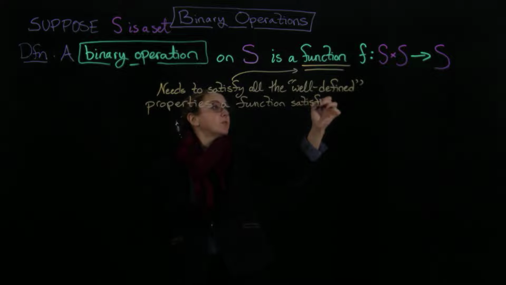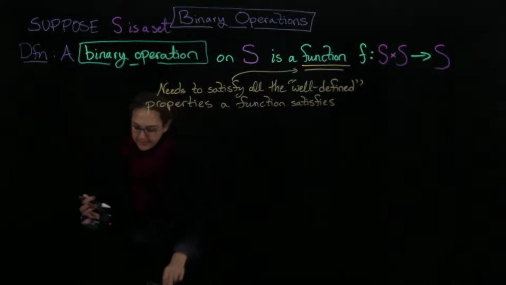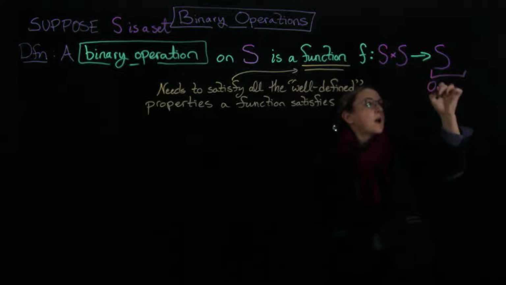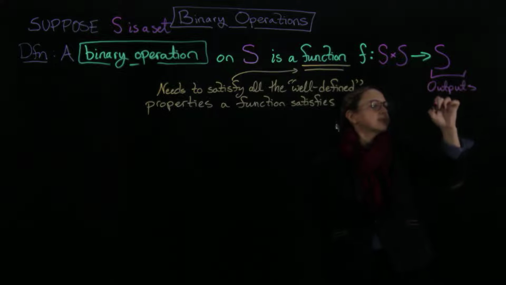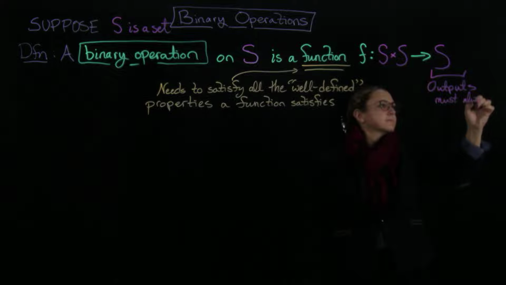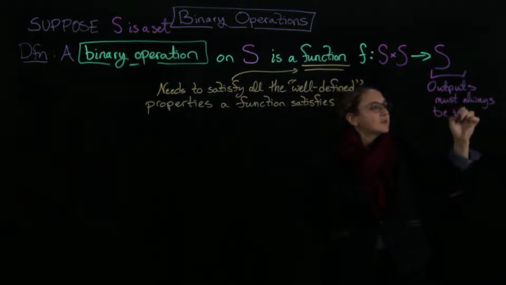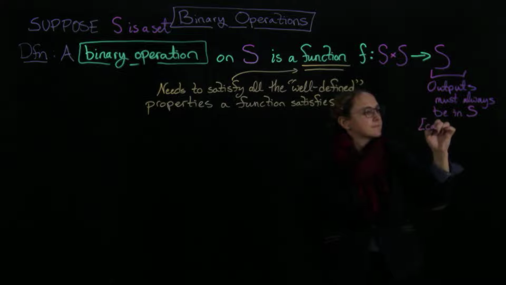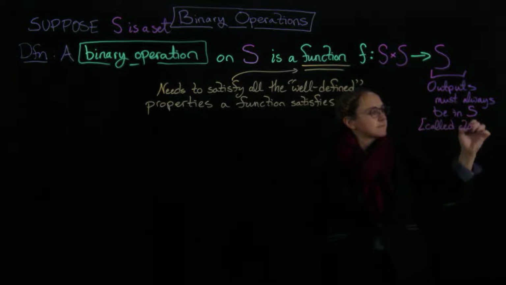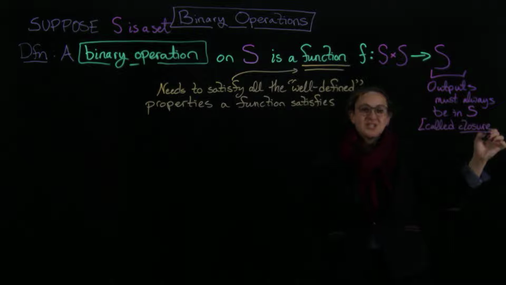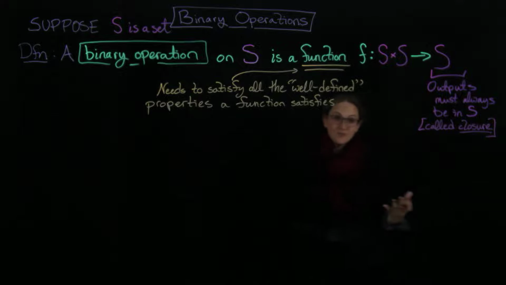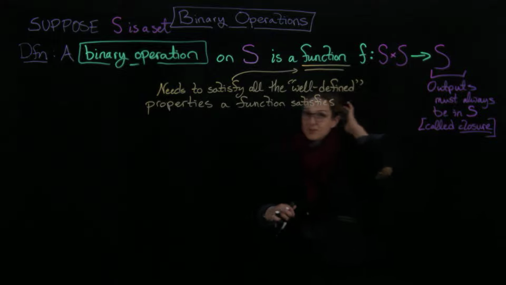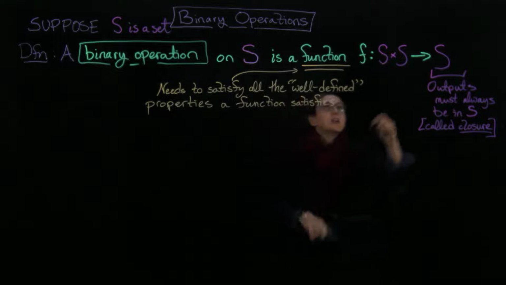In particular, one of them is that your outputs must always be in S. And so this is what we would call closure. You would say an operation is closed when your outputs are in the same set as your inputs.